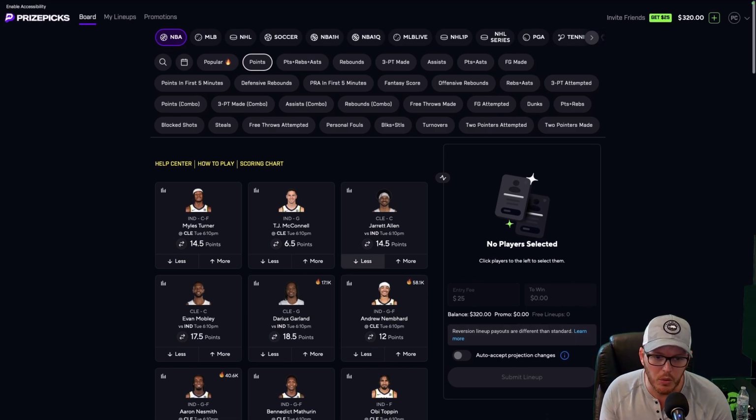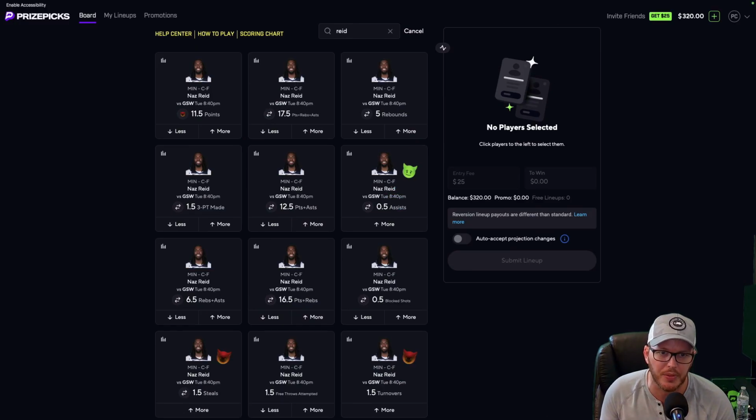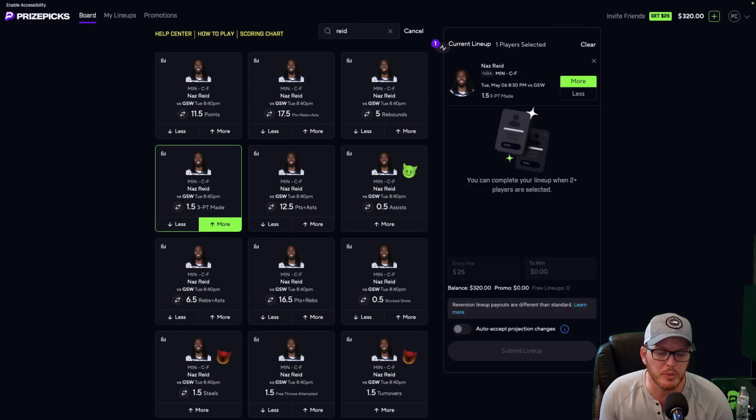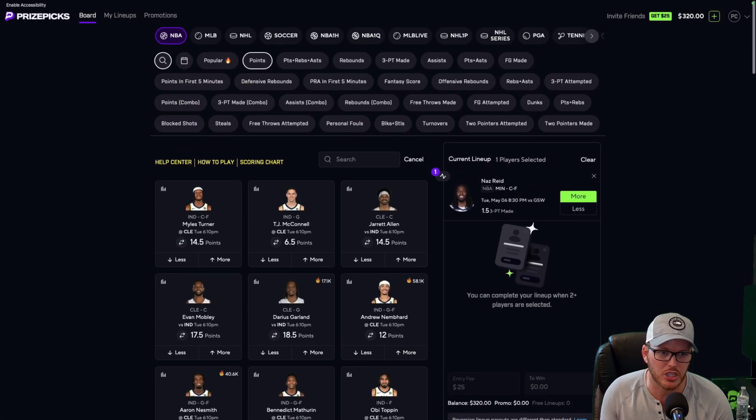So we haven't seen the Wolves play yet today, but with this series, I'm going with 2 simple things. Naz Reid, 1.5 3-pointers made. Most likely, I'm taking a shot on this. I am taking a shot on this.